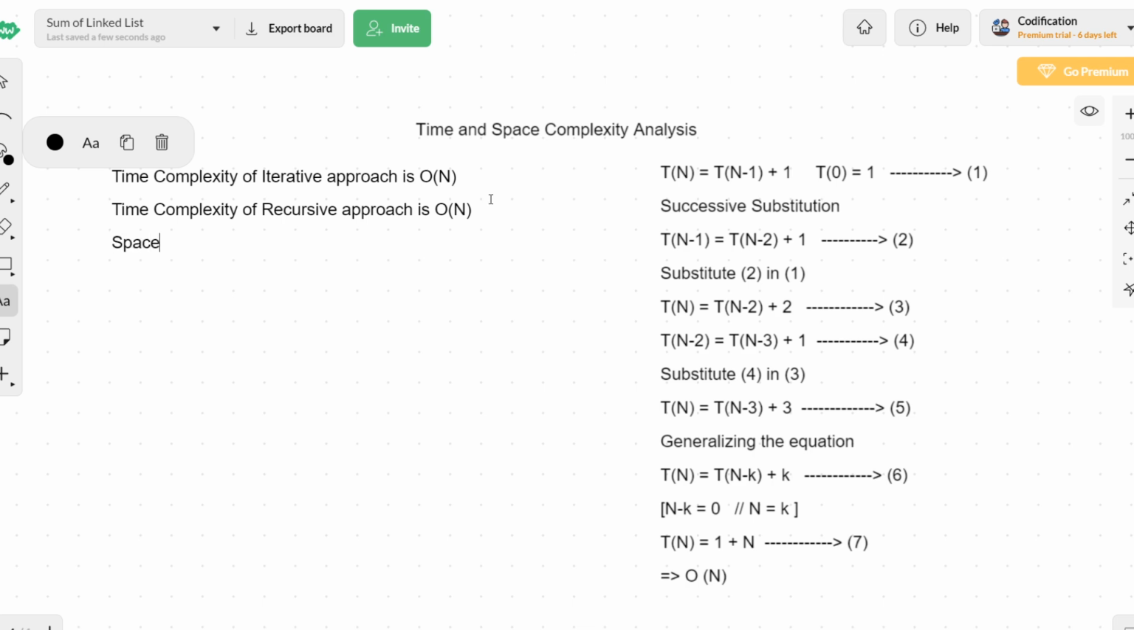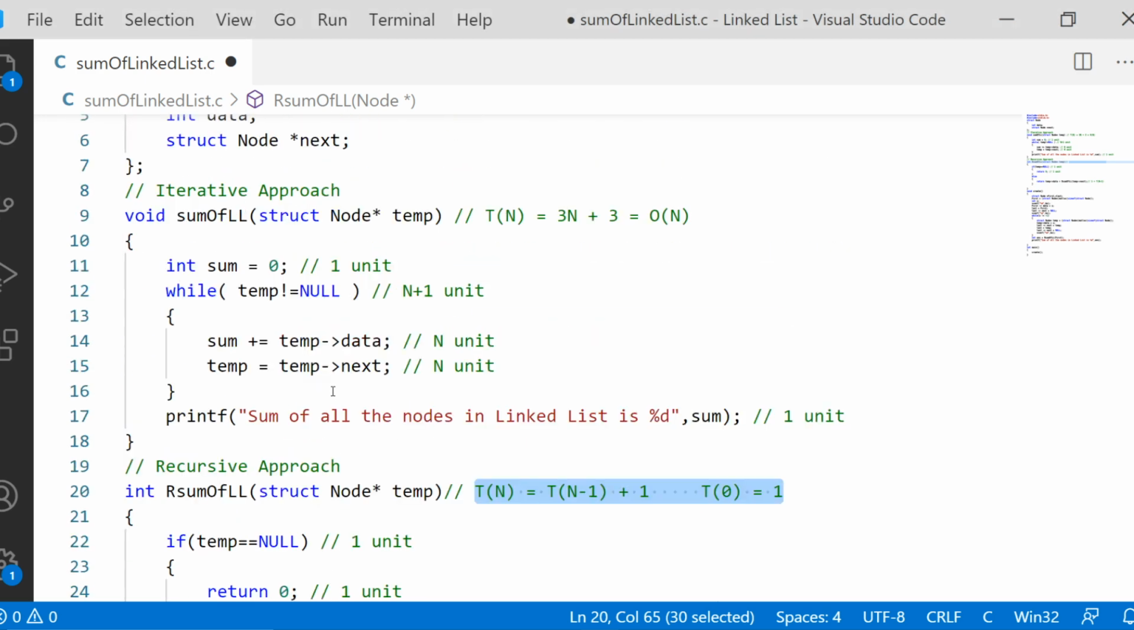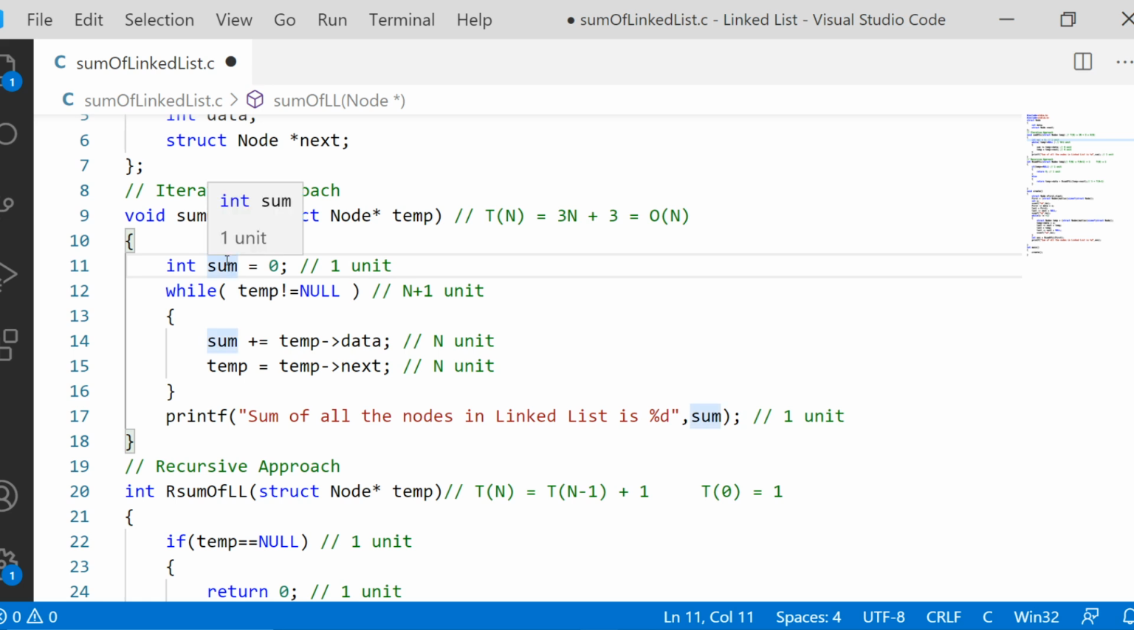Now let us start speaking about the space complexity of the iterative approach initially. Space complexity is how many memory blocks we are taking. Here temp is one memory block and sum is the next memory block. So we have only two memory blocks taken. One memory block is 1 unit of space, another variable is one more, so totally only 2 units of space are taken.